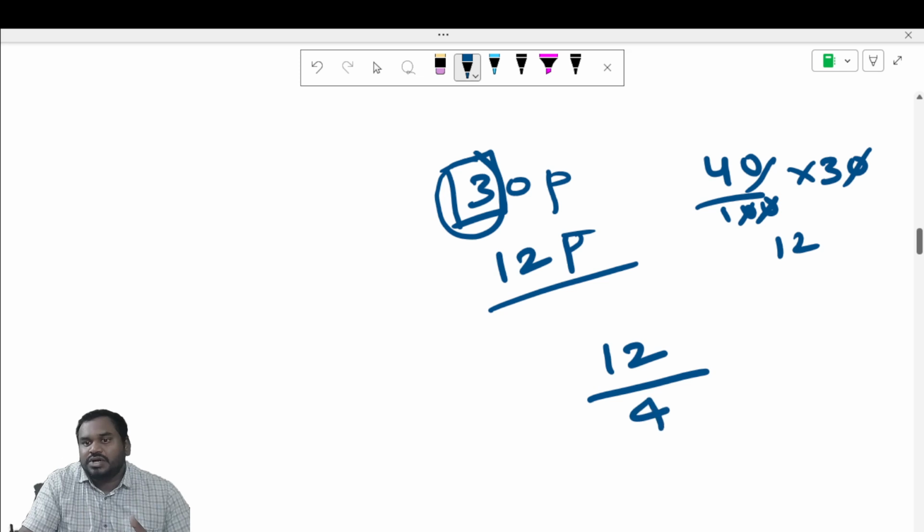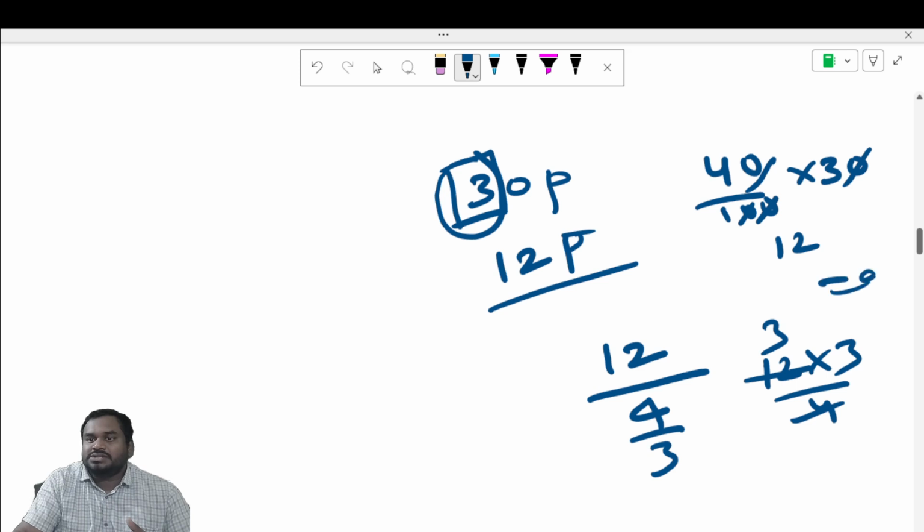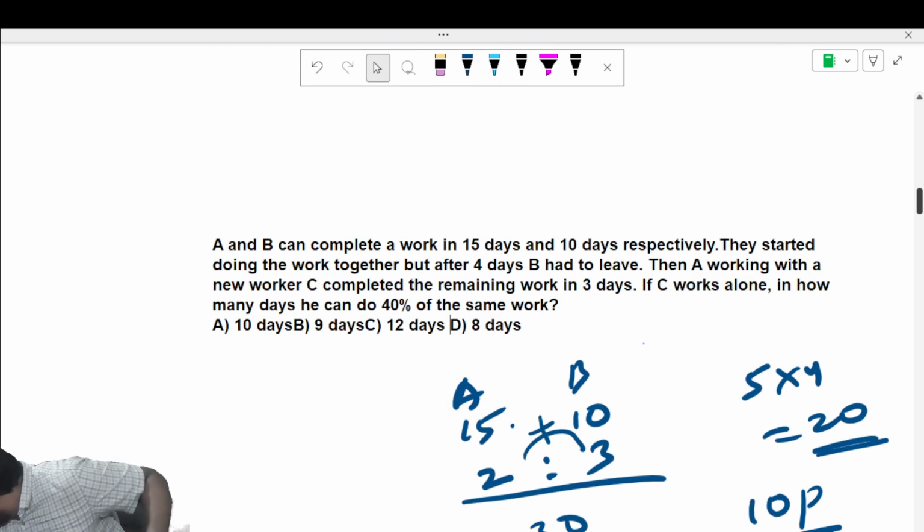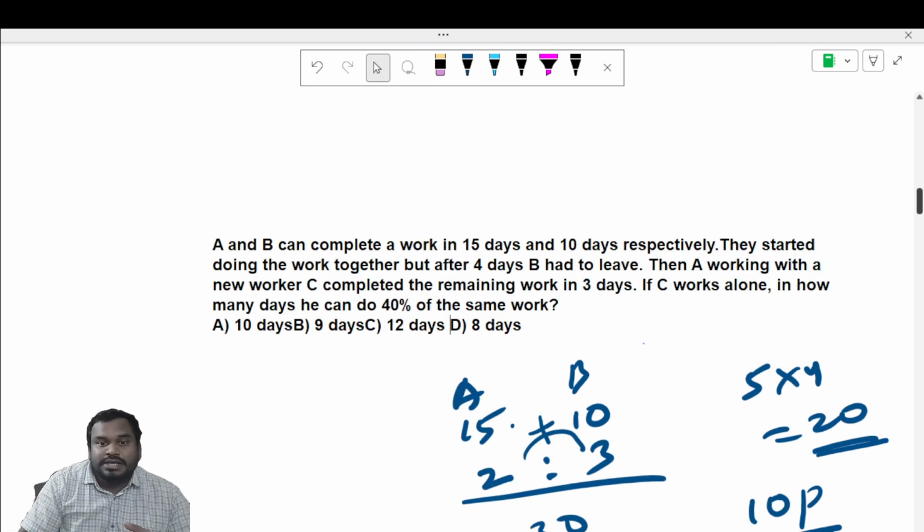C's capacity you got as 4 by 3. So then 3 will go up, 12 into 3 by 4. 4 3s are 12, 3 3s are 9. So in 9 days, C alone can finish 40% of the work. Okay, then 9 days is the answer.